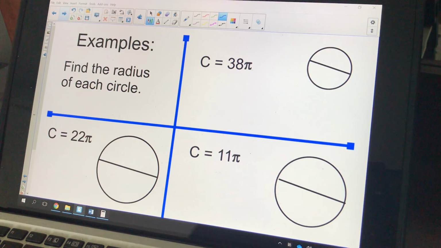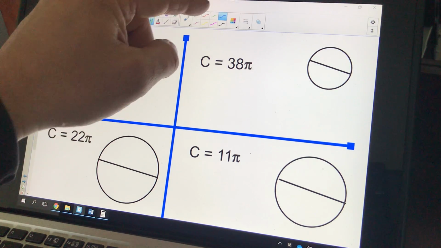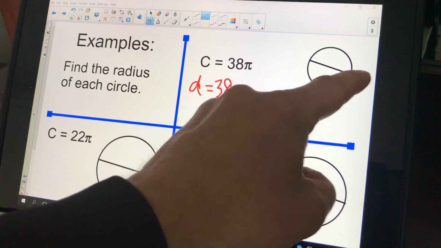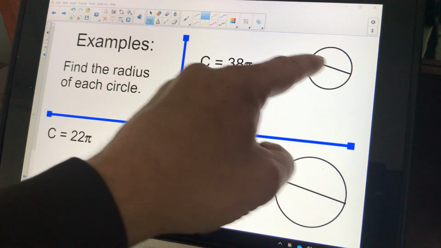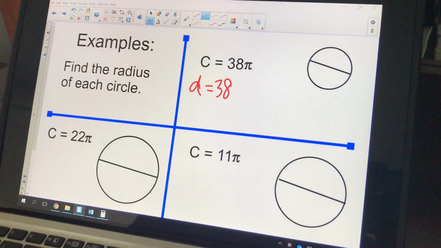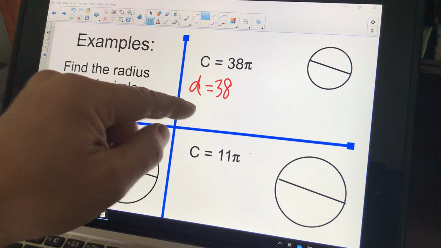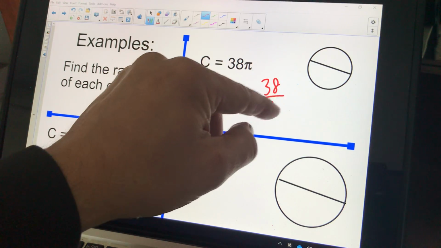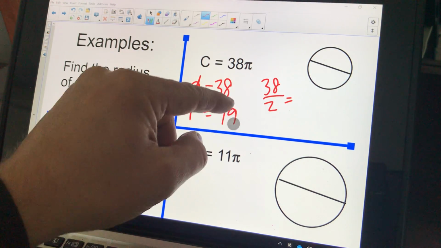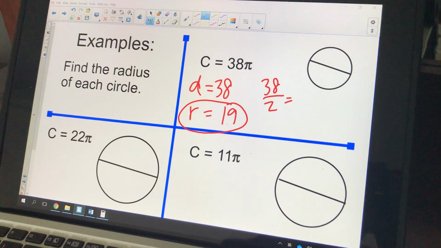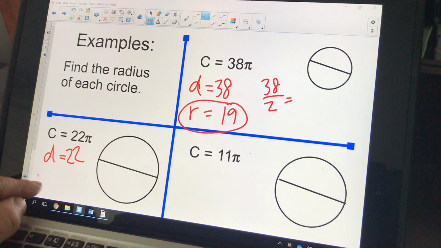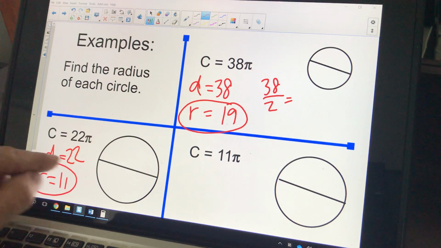Okay, what about the same thing, but asking us for the radius? Two steps here. The first step we already know, diameter is 38. That means going all the way across, all the way through the center, from one side to the other is 38. To find the radius, I need to take half of that. 38 divided by 2 is 19. So I'm using the first step of, what's the diameter? And cut that in half. What's the diameter down here? The diameter must be 22. What's the radius? 11.